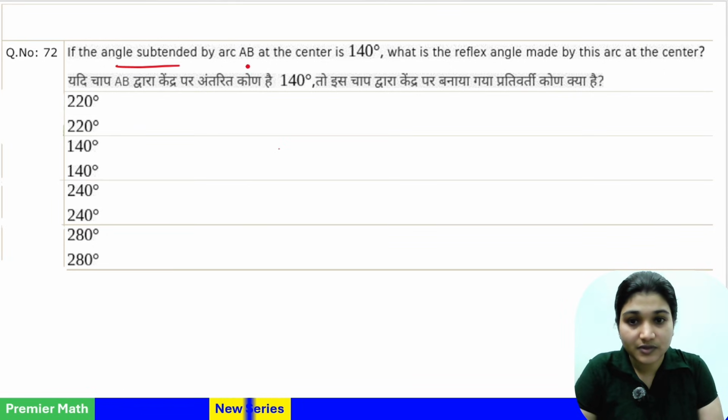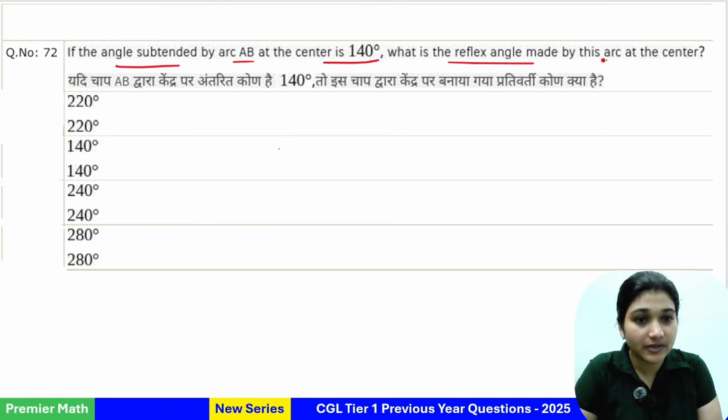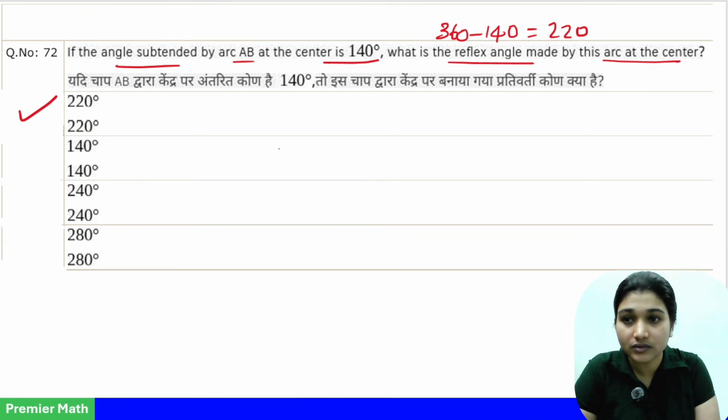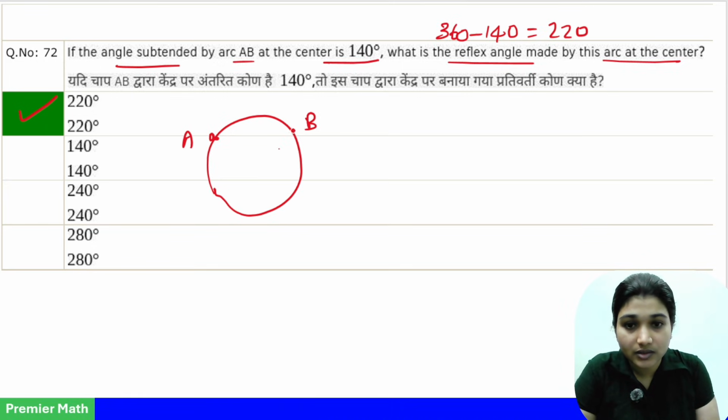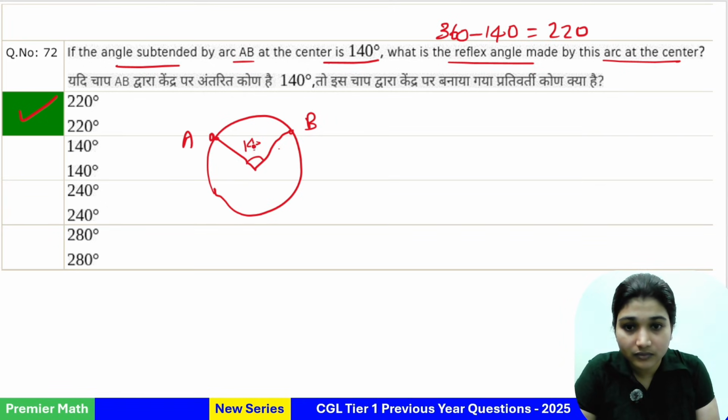If the angle subtended by arc AB at the center is 140 degrees, what is the reflex angle made by this arc at the center? Reflex angle is equal to 360 minus the angle at the center, 140, which is 220. Option 1 is your answer. That is, if this is the circle, this arc AB creates 140 degrees at the center. Then the reflex angle is this one, which is 220.